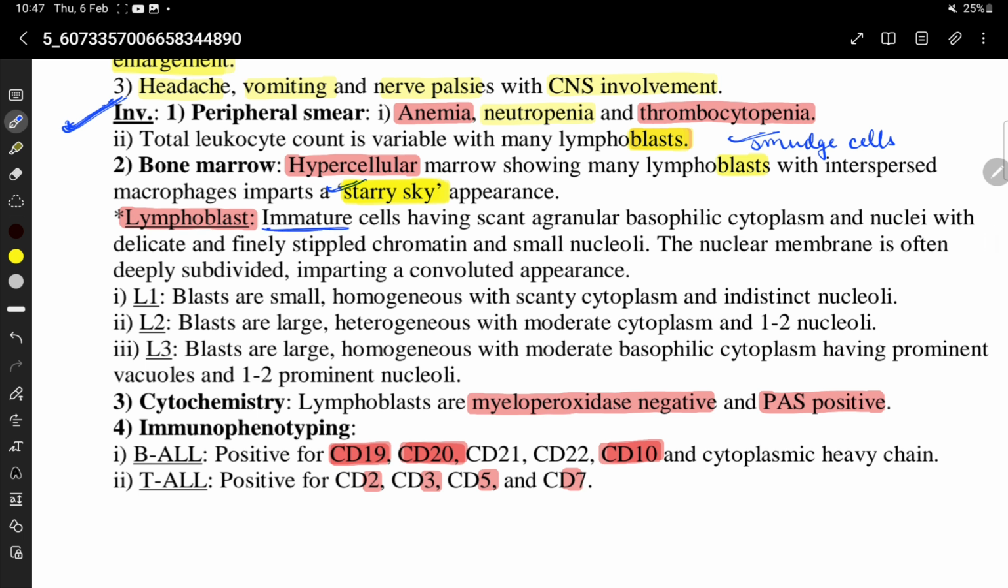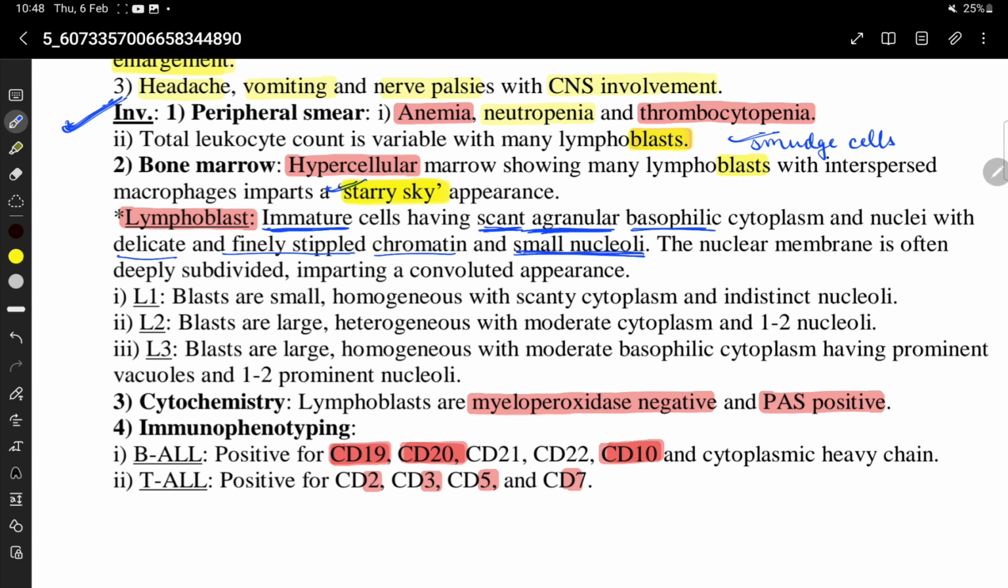Lymphoblasts: blast means immature. These are immature cells having scant agranular basophilic cytoplasm, and nuclei with delicate and finely stippled chromatin and small nucleoli. The nuclear membrane is often deeply divided, imparting a convoluted appearance.